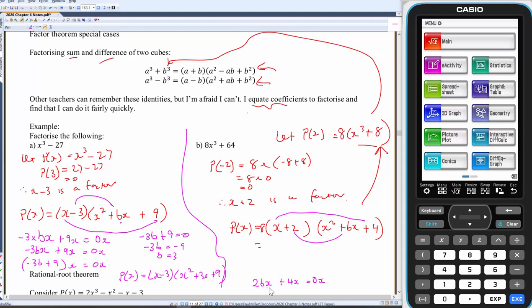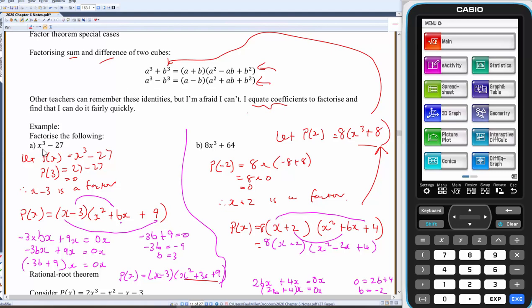All right, factor out the x. 2b plus 4x equals 0x. Equate the coefficients. 0 equals 2b plus 4, b equals negative 2. So 8 times x plus 2, x squared, take 2x plus 4. Okay, now note that this says to factorize, and note I neglected in the first example here to actually factorize that. And what I know is that it won't be able to be factorized.